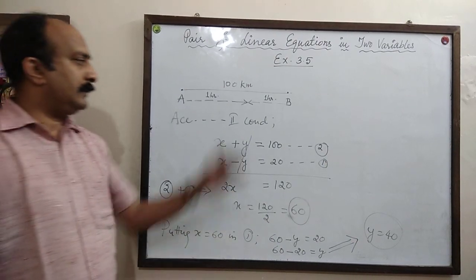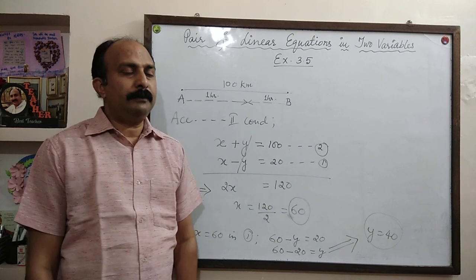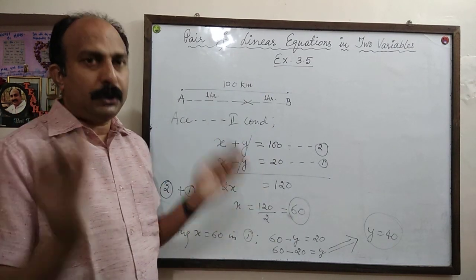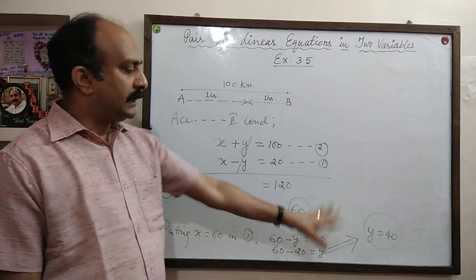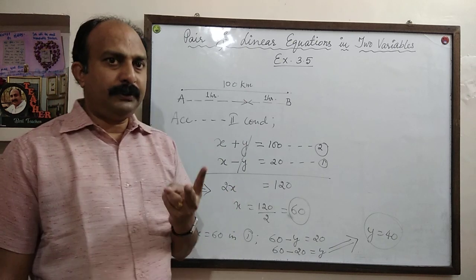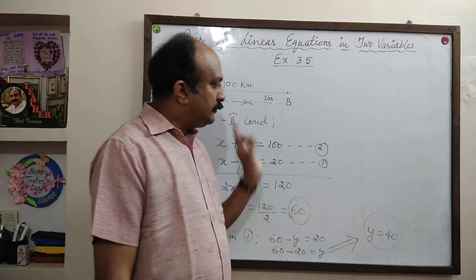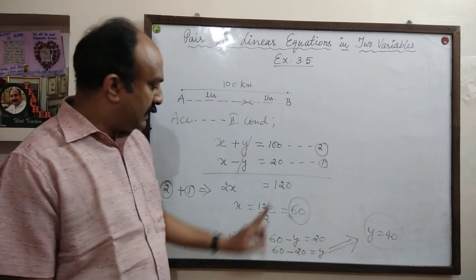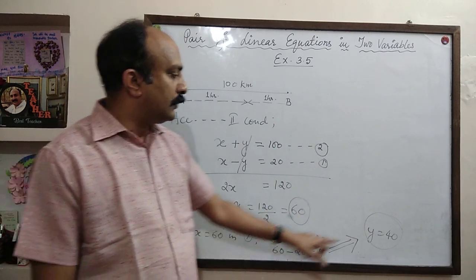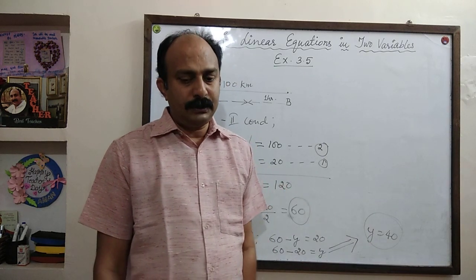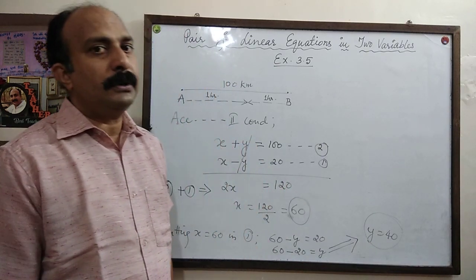After solving the word problems, you have to write the final answer in statement with proper unit. So after getting the values of X and Y, don't leave it there. Now you have to write two statements. Therefore, speed of car A is equal to 60 km per hour. Speed of car B is equal to 40 km per hour. I hope all of you understood. This is a very important question.